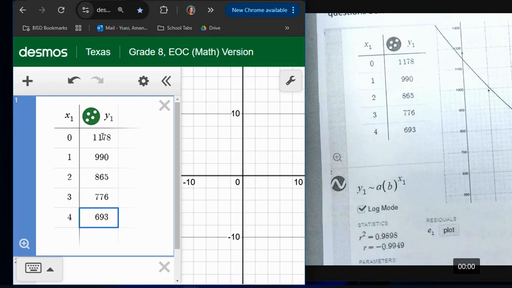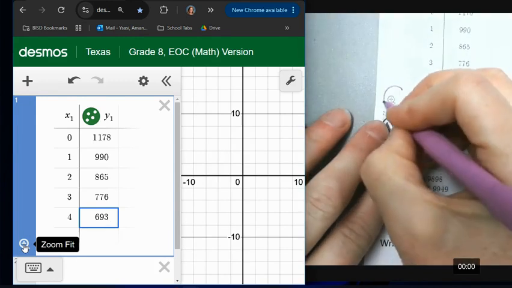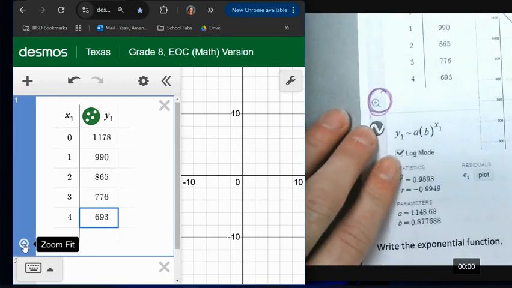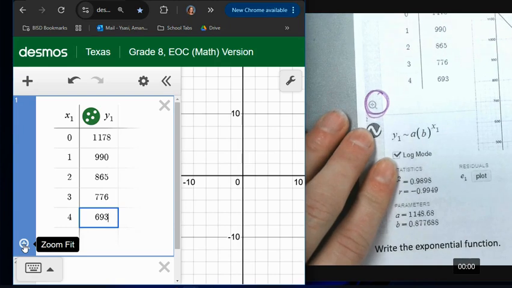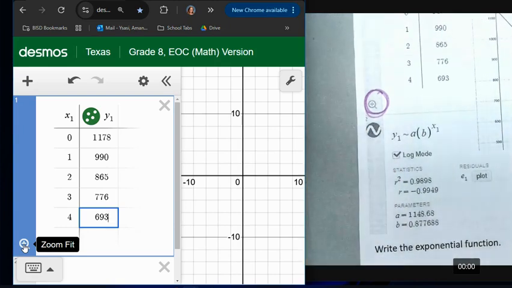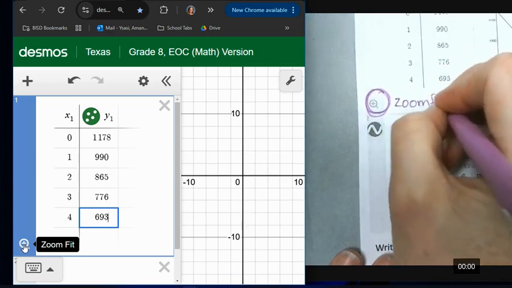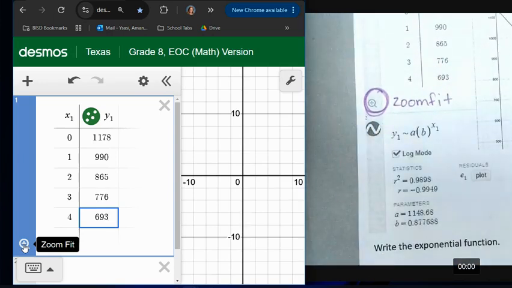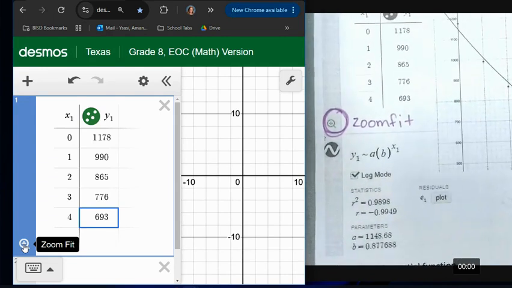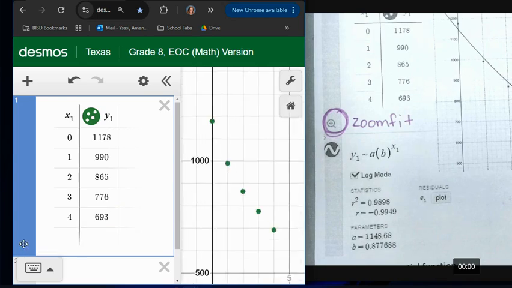Okay, I cannot see my points. So that's why this little magnifying glass, circle this. What it does, it zooms to the points. Zoom fit. It makes it where you can actually see what the points are and how the graph looks. So click it. Now you can see it kind of looks like a straight line, but it's a decay. So we know it's exponential decay.